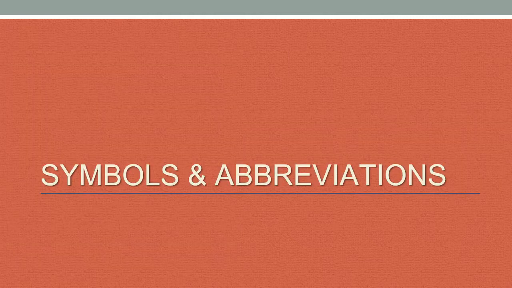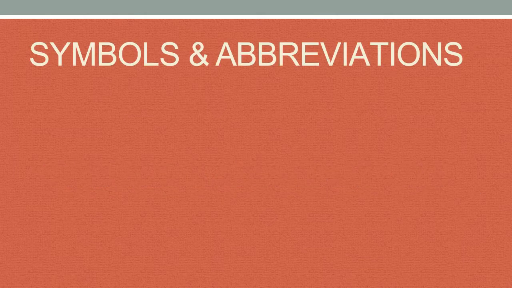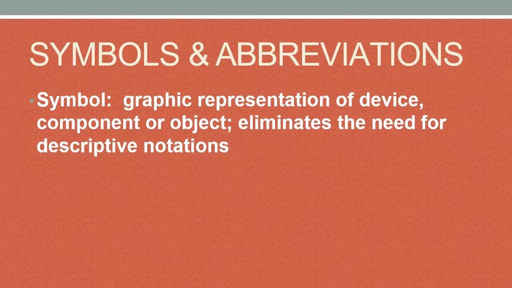Let's talk symbols and abbreviations. Remember I mentioned that those would be on a map? Well, they are on construction drawings. A symbol is a graphic representation of a device or an object. Its purpose is so that when you see that symbol, you know what is being described, and there's no reason to put any wording saying this is a fire hydrant.